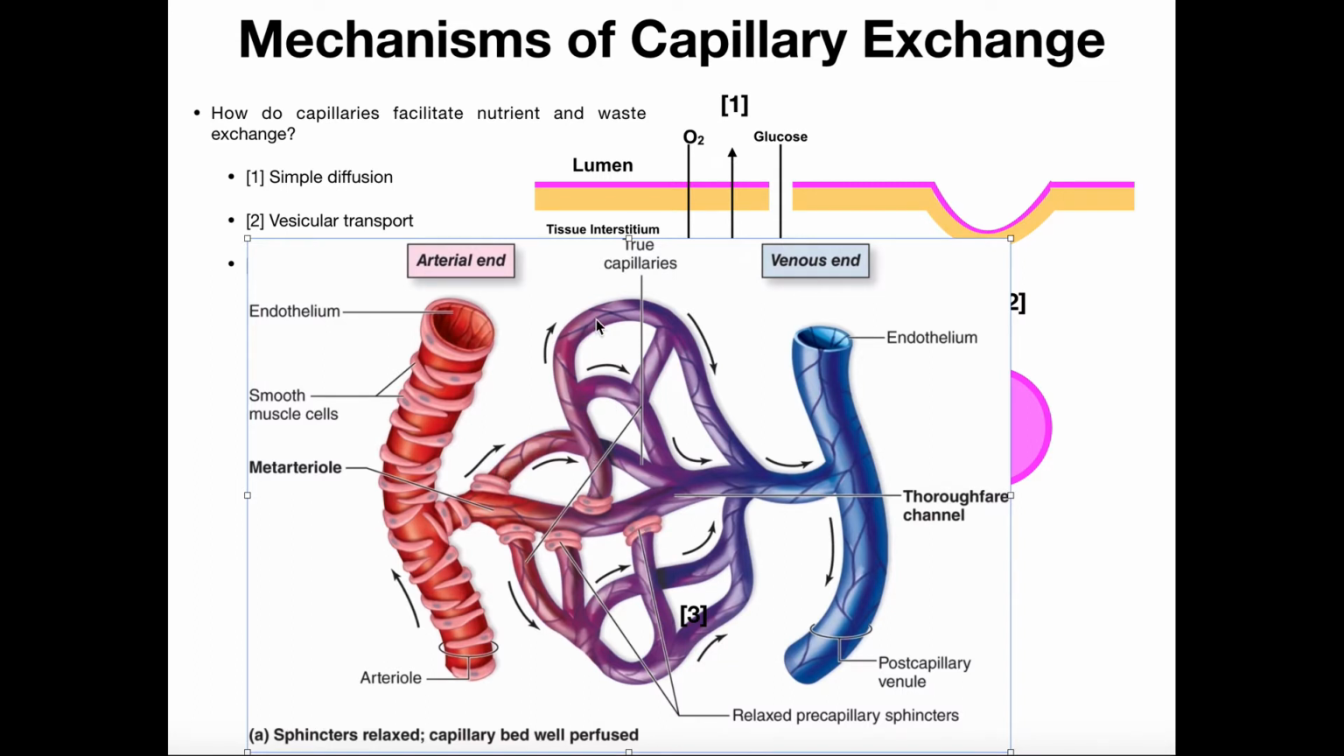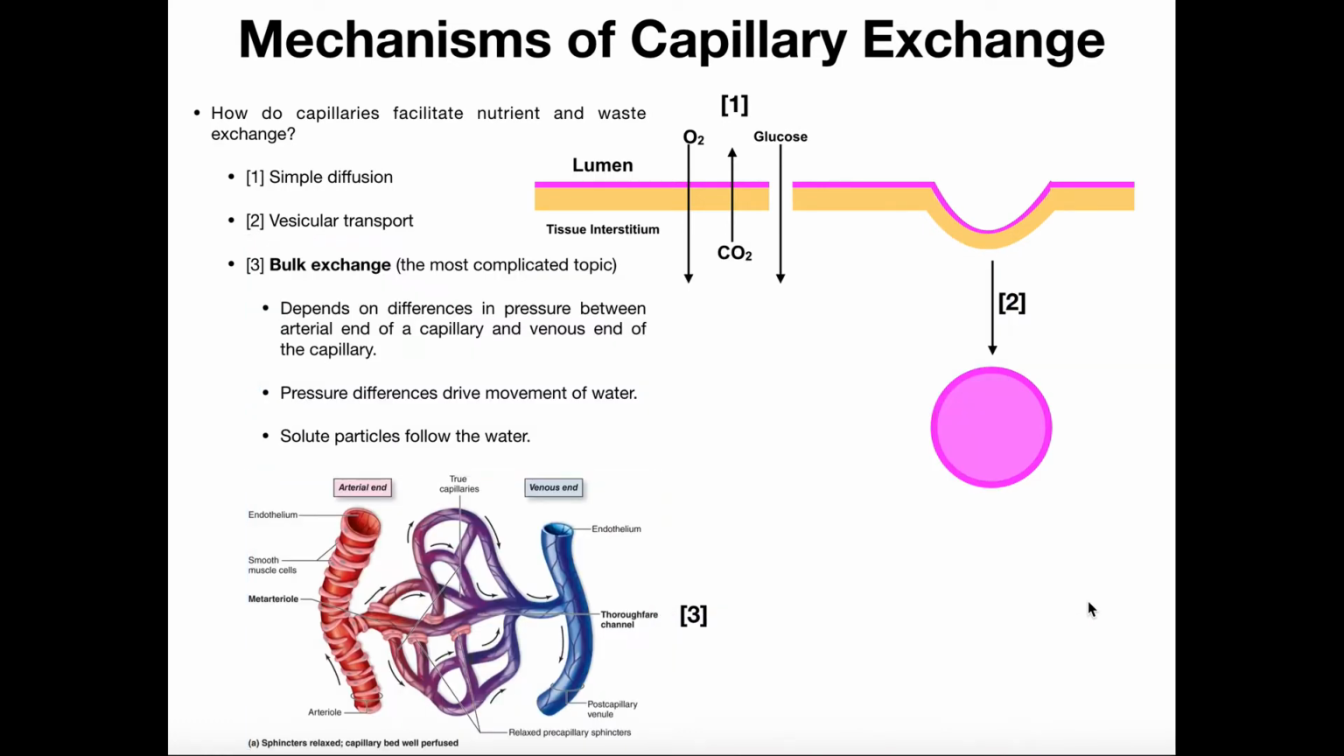And then, of course, we're going to get oxygen and glucose movement from the blood to the tissues, and conversely waste products should move from the tissues into the blood. And all this exchange is going to happen at these true capillary beds. We talked about that in the previous video. Now, what are the mechanisms by which capillaries facilitate nutrient and waste exchange?